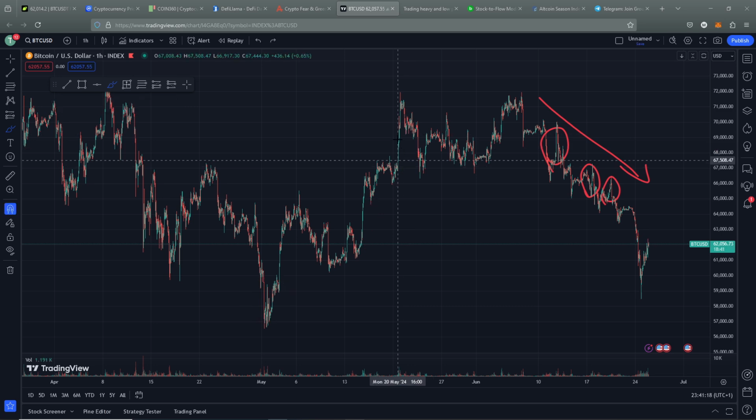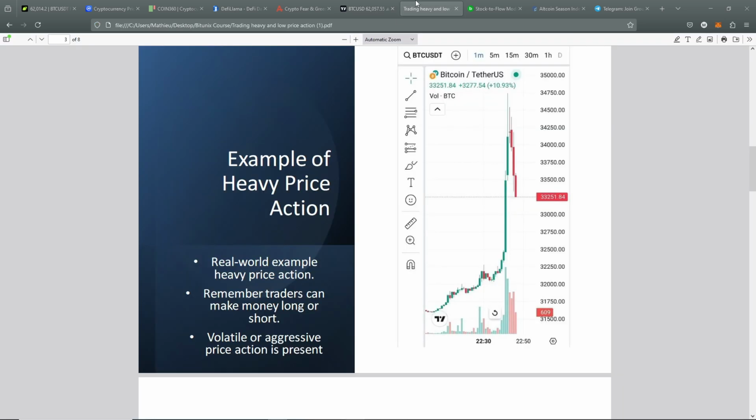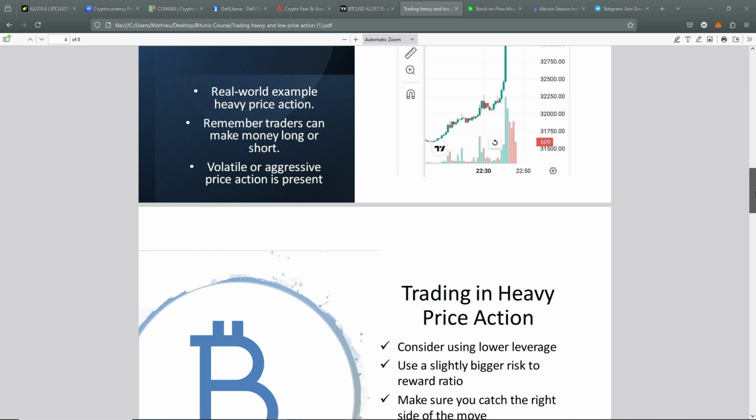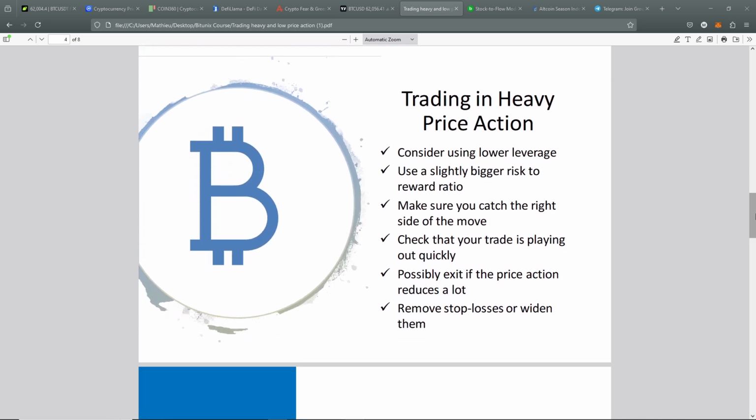Now you might be wondering, an example of low price action. So let's talk a little bit about that next, okay? Before we do that, I just want to give you some pointers about trading in heavy price action. You should consider using lower leverage because there's a little bit more risk involved when you're trading heavy price action, right? It's more aggressive moves.